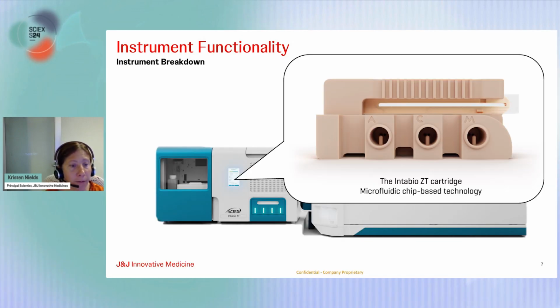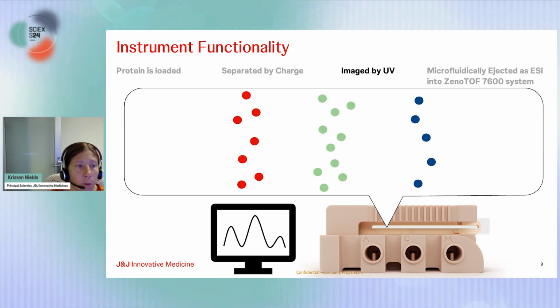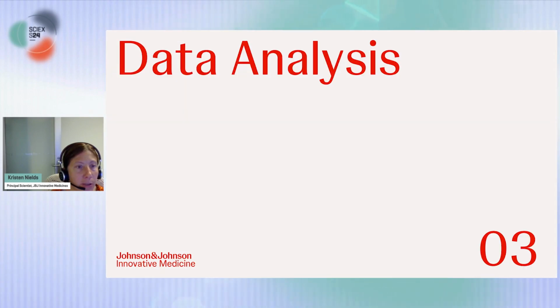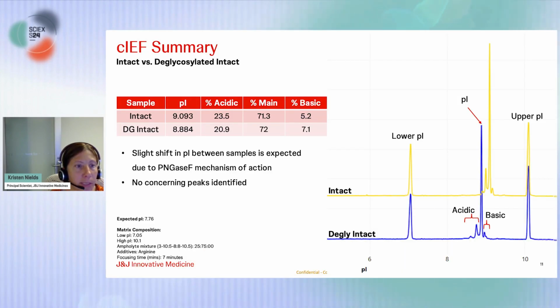So we can talk about how it functions. We have the front end of the Intabio, and we put the chip on where we add our analyte, catholyte, immobilizer. We load the protein. It's separated by charge, imaged by UV, and then we direct it right into the 7600. So let's get into the nitty gritty of some of the data here.